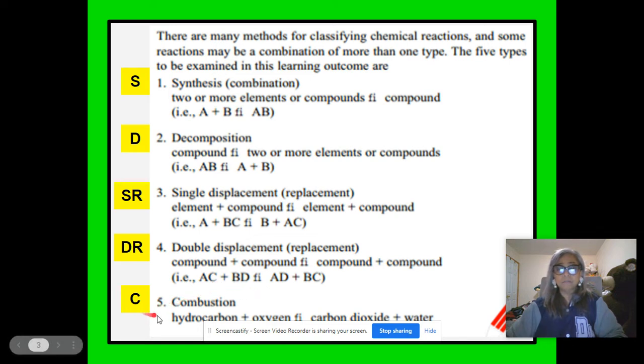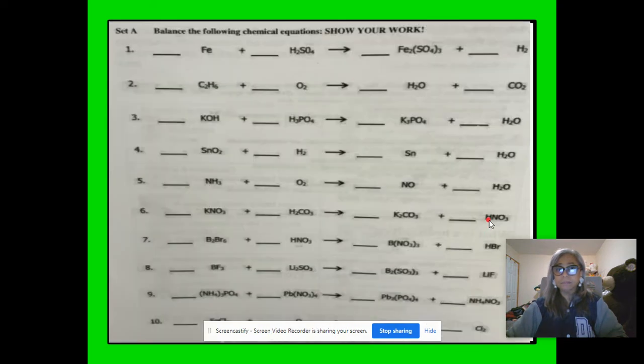Now, combustion would be a hydrocarbon. So that would be substances containing carbon and hydrogen reacting with oxygen. So think of burning, right? Think of the burning process. The products are fixed or constant. It's always carbon dioxide and water.